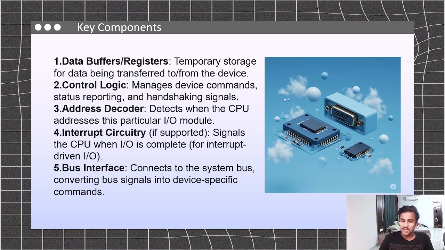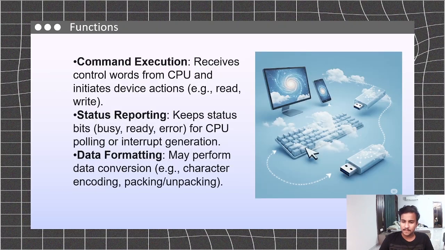An I/O interface typically contains data buffers or registers for staging data, control logic for sending commands and handshaking, an address decoder to recognize the CPU requests, optional interrupt circuitry to notify the CPU when the work is done, and a bus interface to bridge between the system and device protocols.